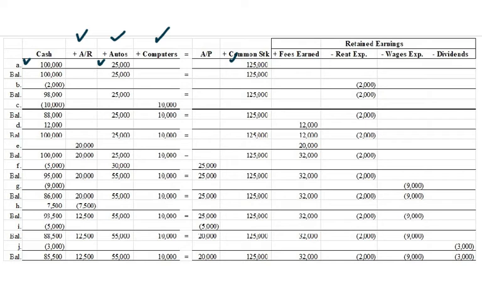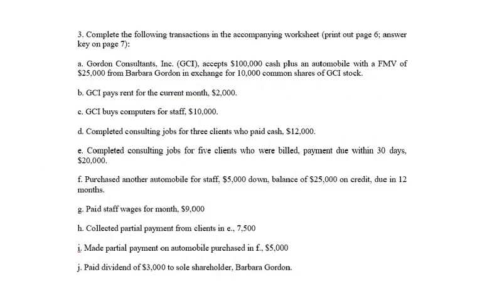Again, this is an investment transaction. An important point was, how did the automobiles come into the business? At fair market value, not what Barbara Gordon paid for them, but what they were worth at the time that they were donated, quote unquote, to the corporation. That's an important distinction to make there. Not the out of pocket expense or cost to the person donating it, but what it's worth at that moment. So that's where fair market value does come into play. So that was for A.